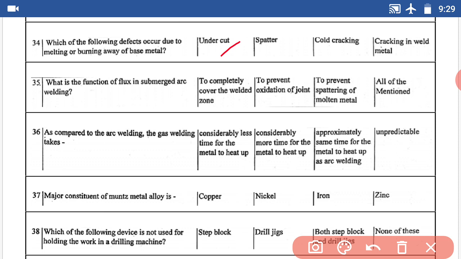Question number 35. What is the function of flux in submerged arc welding? This question's answer is option D, all of the mentioned. D is the correct answer.